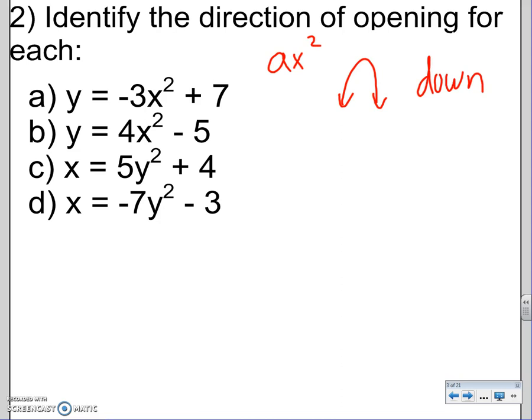Alright, for B, you see it's ax squared again. A is positive 4, so you do not flip it. This is going up.